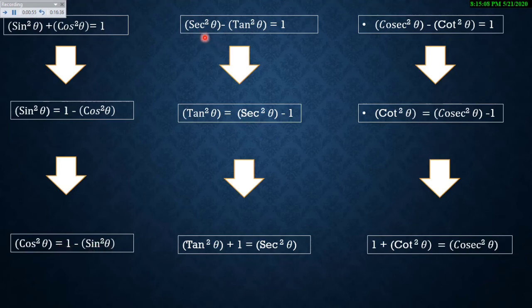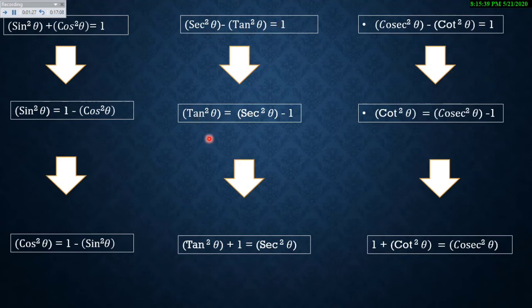So the second identity we proved is tan square theta plus 1 equals secant square theta, right? How can we write it? We can send this tan square theta to the RHS and we get secant square theta minus tan square theta equals 1.